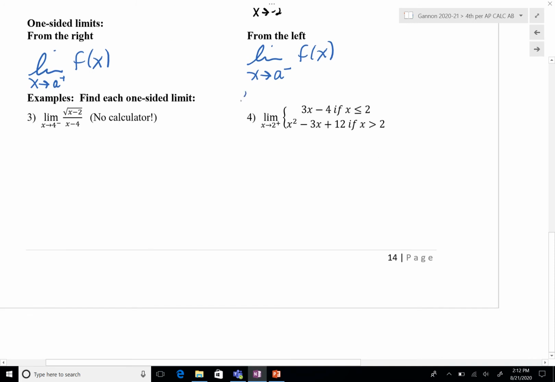All right, so we have some more examples here. In example 3, it's asking us to find the one-sided limit. In this case, we want to know the limit as x approaches 4 from the left of the square root of x minus 2 over the quantity x minus 4. Now, it does say no calculator, and this can get tricky.